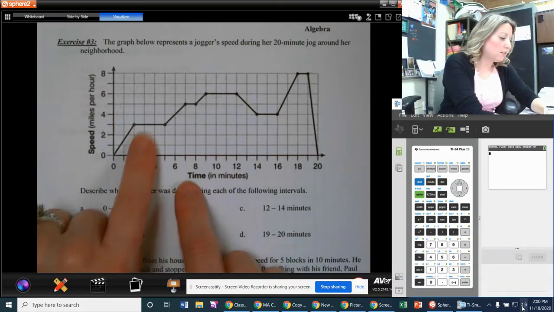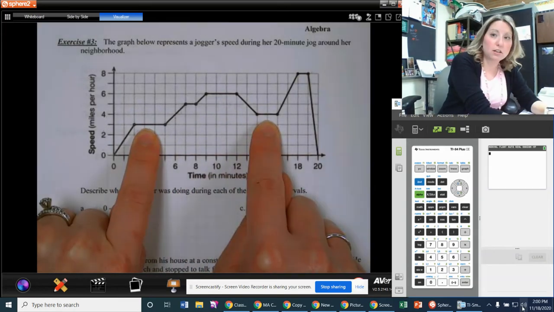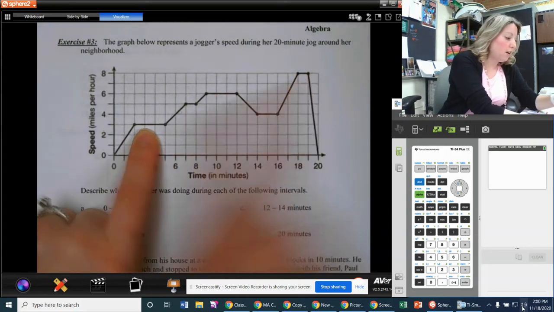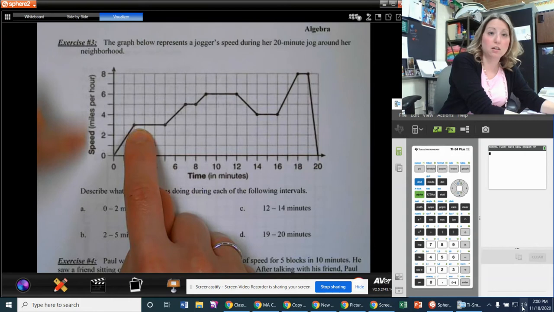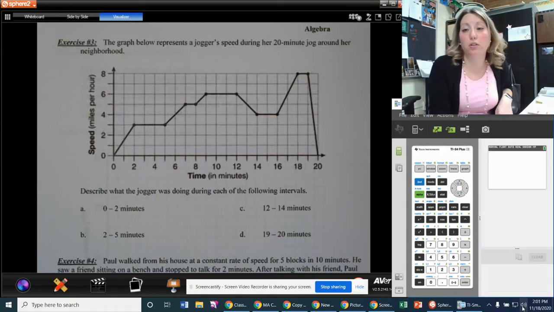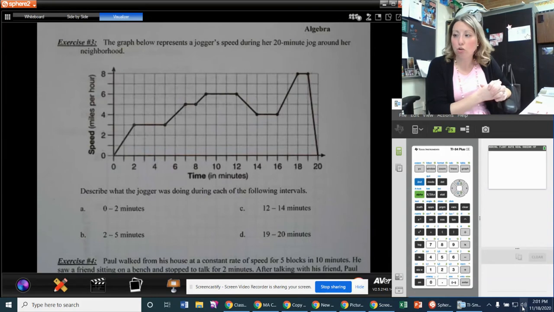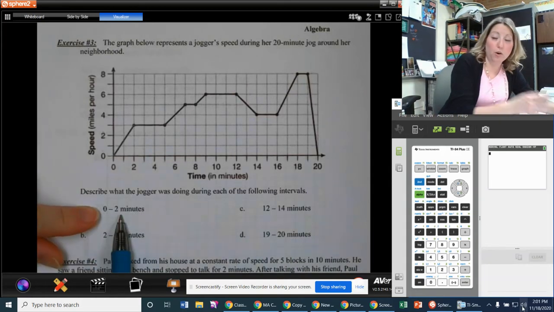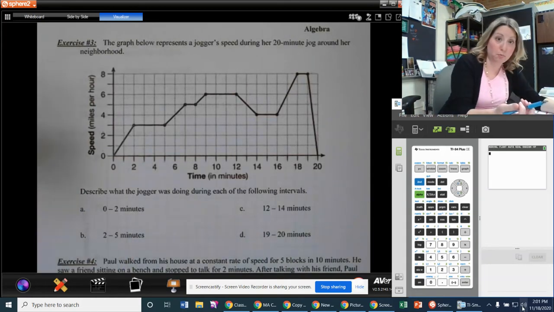So that means this is not her standing still. Okay? This is not her standing still. All these are not standing still. They are a constant speed because Y is speed. So that's where the whole watching what the X and Y axes represent is very important. Okay? So describe what happens between each of these intervals. So I just kind of gave you a big hint, right? And we got to watch the speed.